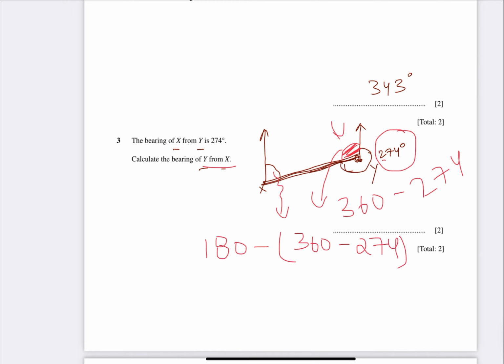Can you shout the answer for me? 094. Very good, learners. You got this one also correct.